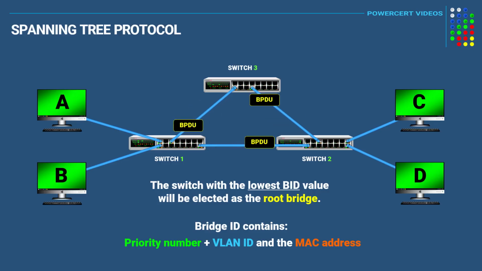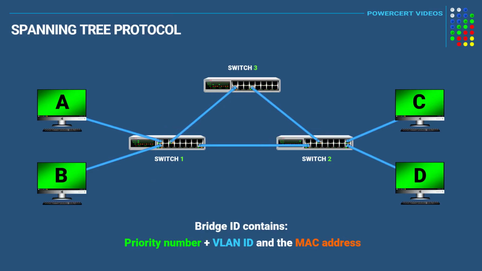And the switch with the lowest bridge ID value will be considered as superior and will be elected as the root bridge. So for example, by default, each switch will have a priority value of 32768. And let's say that all the switches are on VLAN 1. So we will add the 1 to the priority value, which will now equal 32769.